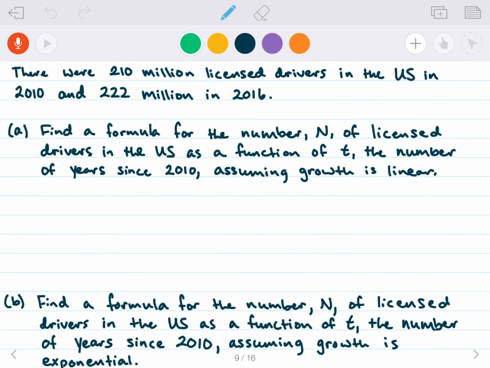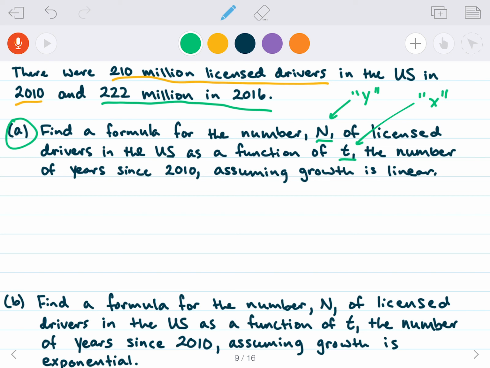Alright, so there were 210 million licensed drivers in the US in 2010 and 222 million in 2016. So for part A of this question, we want to find a formula for the number n of licensed drivers in the US as a function of t. That tells us that n is going to be our dependent variable acting like y, and t is going to be our independent variable acting like x. Okay, so as a function of t, the number of years since 2010, assuming the growth is linear. So they want us to write a linear function based on the information given.